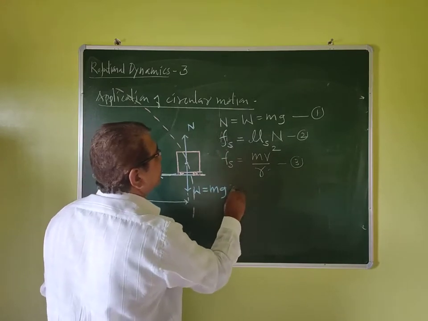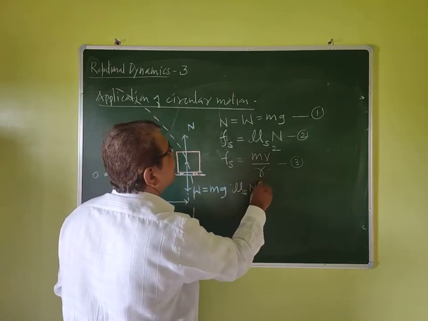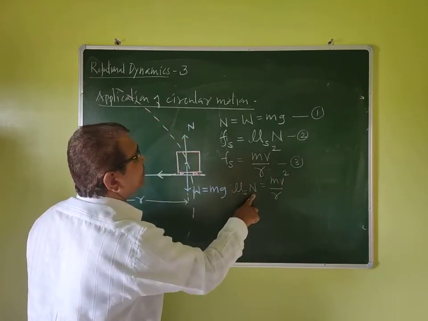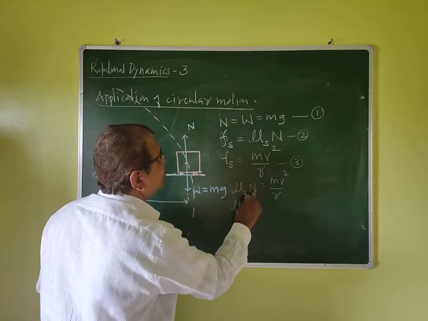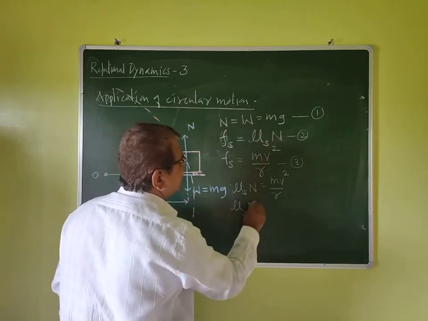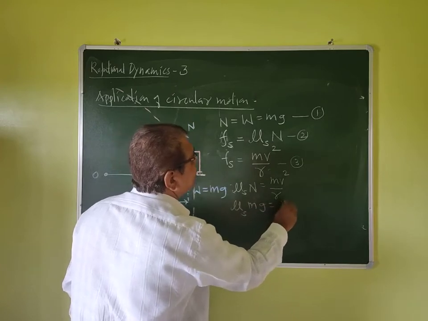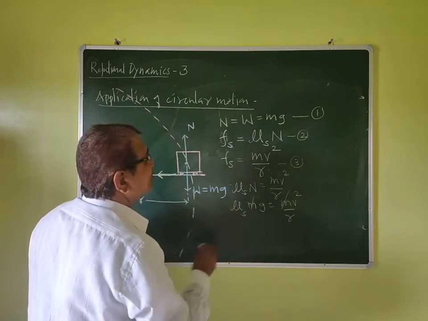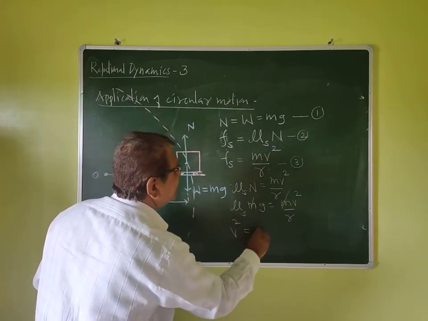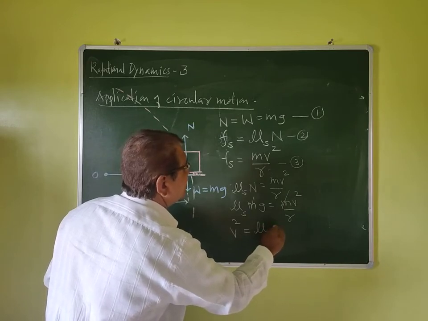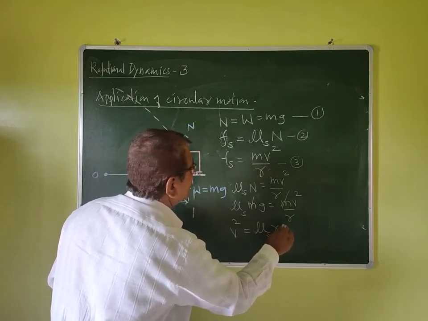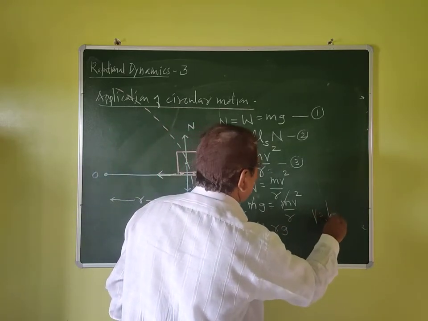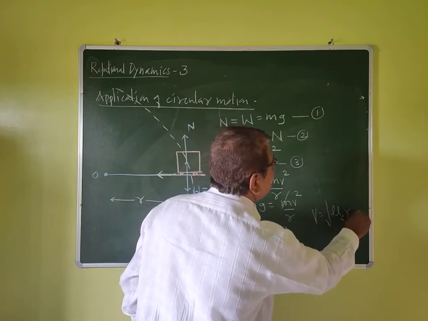Comparing 2 and 3, we get what? Mu s into N is equal to mv square upon r. Put the value of N here, we'll get what? Mu s into, what is N? N is equal to mg, is equal to mv square upon r. This m gets cancelled and we get what? V square is equal to mu s into rg, or V is equal to square root of mu s into rg.